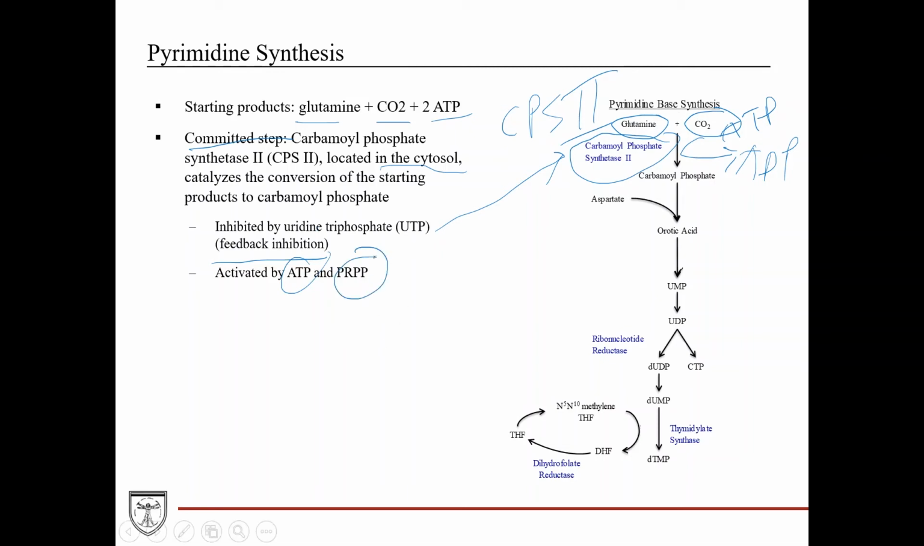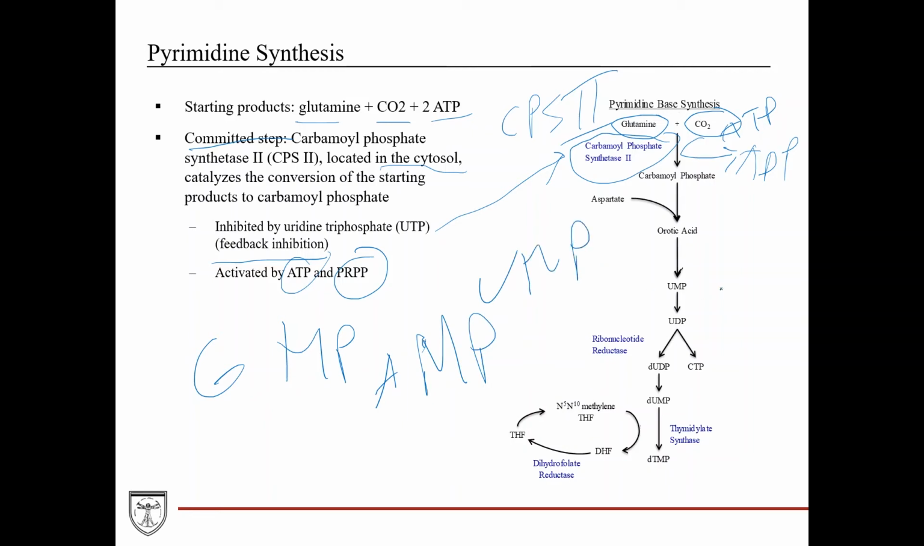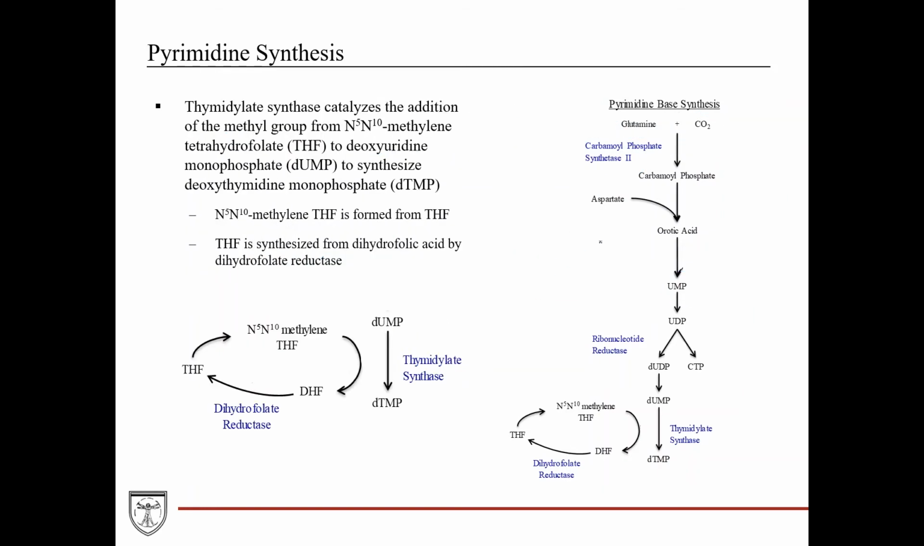Now, PRPP, you remember us talking about it in purine synthesis. It's a molecule that's involved in both pyrimidine and purine synthesis, and its function is to transfer phosphate groups for the synthesis of several nucleotide monophosphates, such as GMP, like we talked about, AMP, and then in this case UMP, and so on. So this is involved in both. So if you have a high level of this, you want to think of high level PRPP is going to drive both purine synthesis and pyrimidine synthesis. So we go down the pathway here.